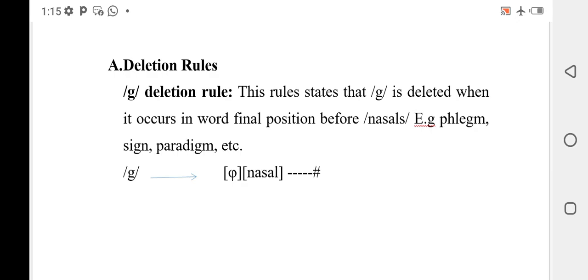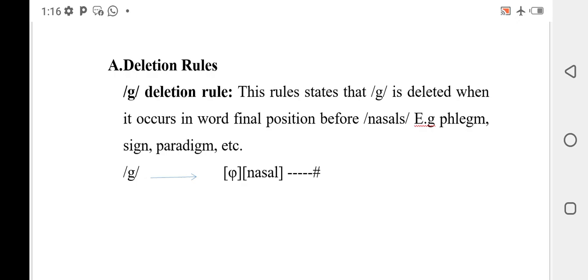Example is sign, S-I-G-N. So the nasal is N. The phoneme in question is G. So I have S, I, G, N. So instead of calling it sign with the G, it becomes sign, because when this G occurs with the nasal N, G is deleted. All right, so it becomes sign.